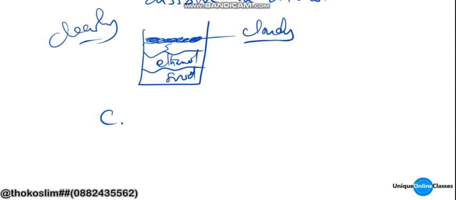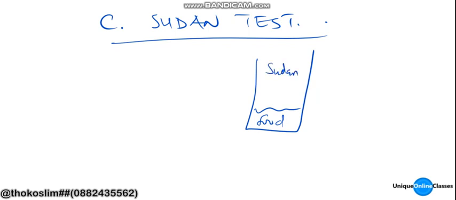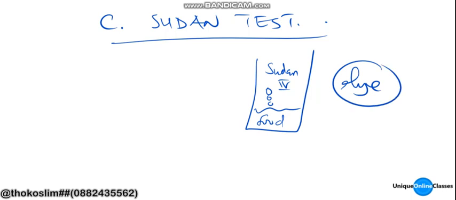The other way, number 3, is the Sudan test. What happens in the Sudan test: get a test tube, and in your test tube put the food solution, the food sample, and then we add Sudan IV. Add a few drops of Sudan in there. Sudan is like a dye. It's a dye which stains lipids.